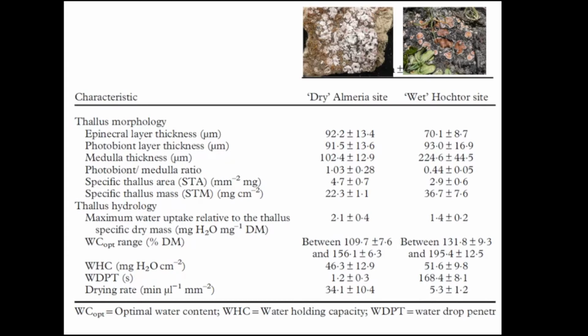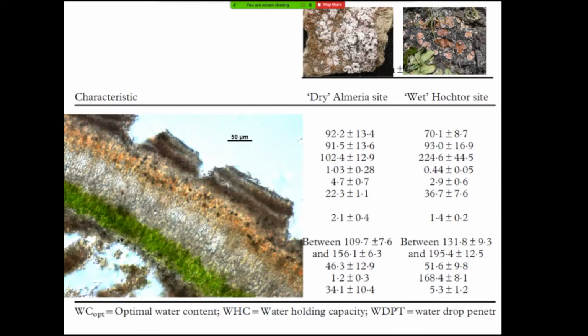One such adjustment, and that's the adjustment I want to highlight here, is the cracked epinecral layer, which we suggest acts like a funneling system to direct the water quickly to the photobiont layer. And this is something that we didn't see at all in the alpine specimens.